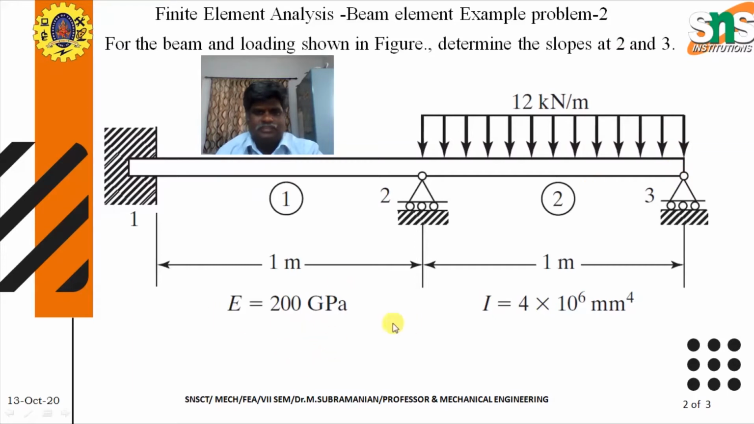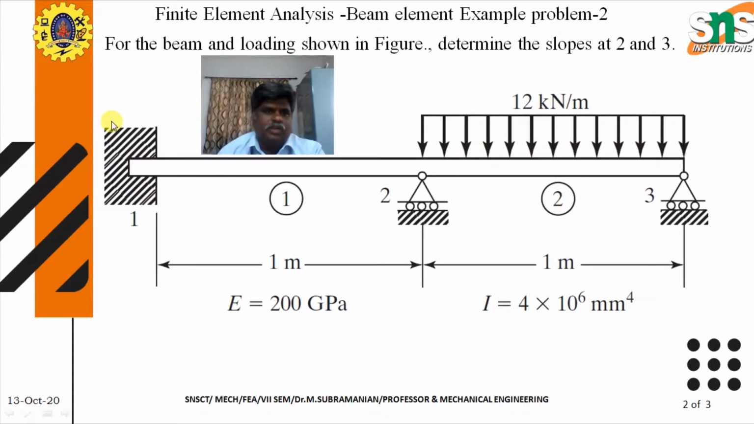The Young's modulus is given as 200 gigapascal. The moment of inertia is 4 into 10 power 6 mm4. The length of the span of the first element is 1 meter. The second element also is 1 meter.